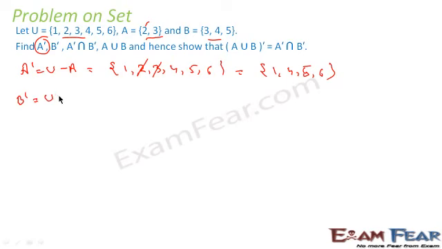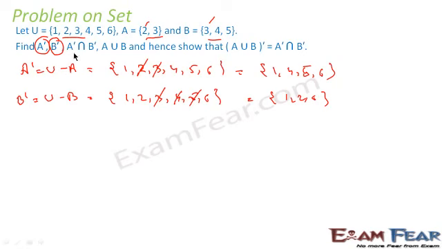Now we are supposed to write B complement, which is nothing but U minus B. So again let's write U first: 1, 2, 3, 4, 5, 6. And now B has first element 3. Is 3 here? Yes. Second element 4. Third element 5. Subtract all this. So what you get is 1, 2, 6. That is B complement. This is done.